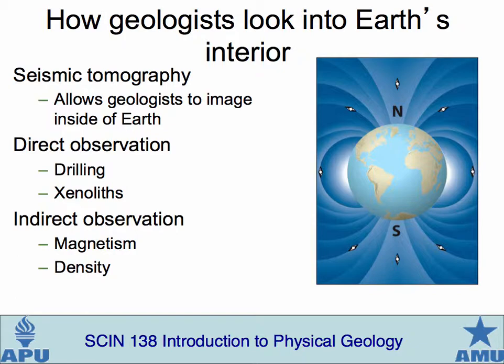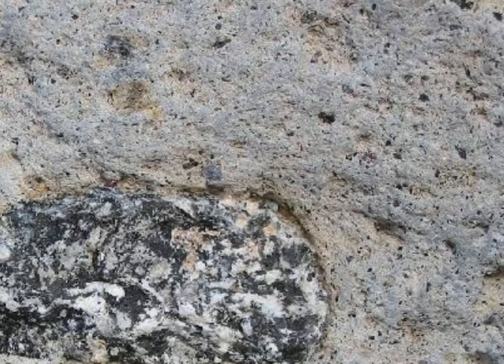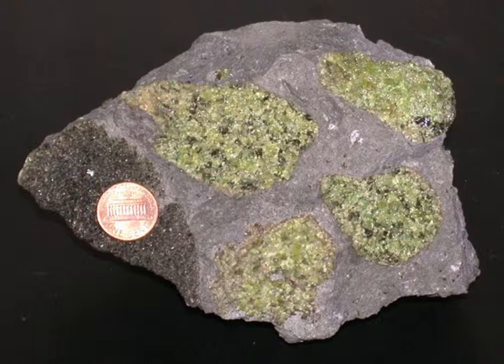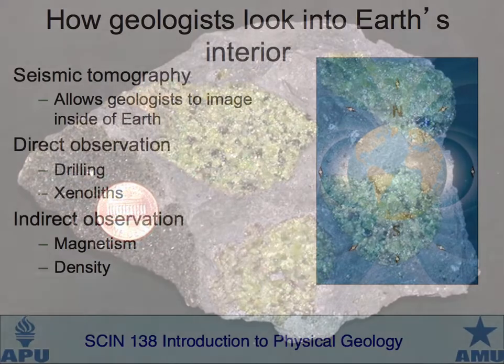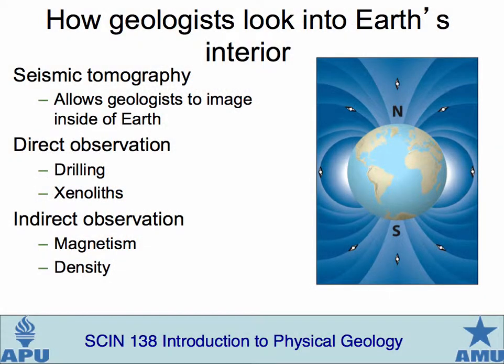But we can also rely on xenoliths, and xenoliths are bits of the deep mantle that are brought closer to the surface through volcanic activity. So if we can isolate and find xenoliths, we can actually study them to get a better understanding of what's happening deep in the Earth. And then there's indirect observation, things like magnetism and density.